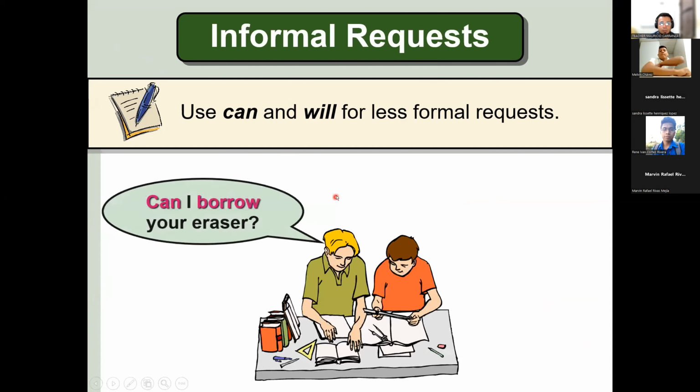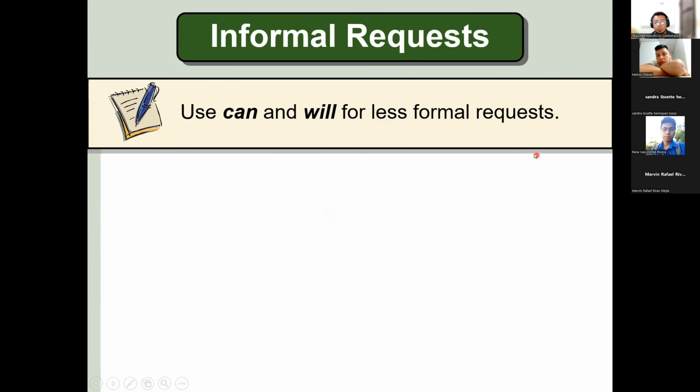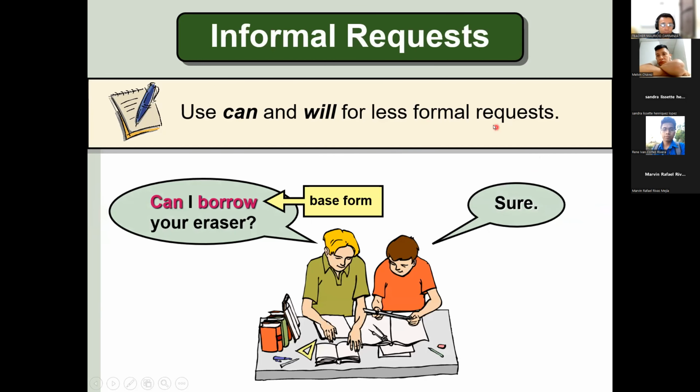Now, we also have can and will, but these are less formal, right? If we have could and would that are very formal, we have can and will that are less formal. Son más informales o podríamos decir también menos formales. Can I borrow your eraser? Sure, right? The same. El truco acá es que siempre que usemos un modal verb, cualquiera, can, will, could, should, el verbo va a ir en su forma base, ¿ok? No importa cuál sea el sujeto. It can be I, he, she, it, they, the base form of the verb, okay?